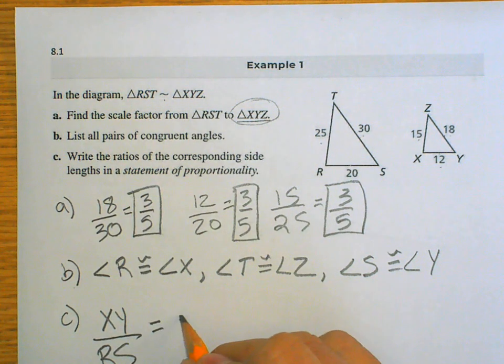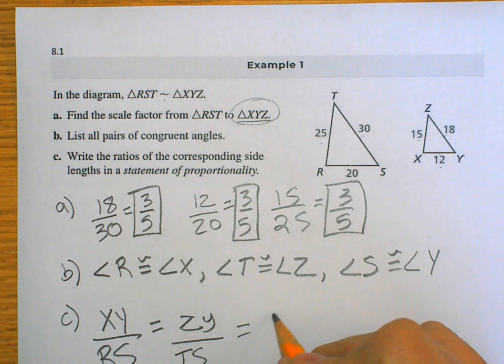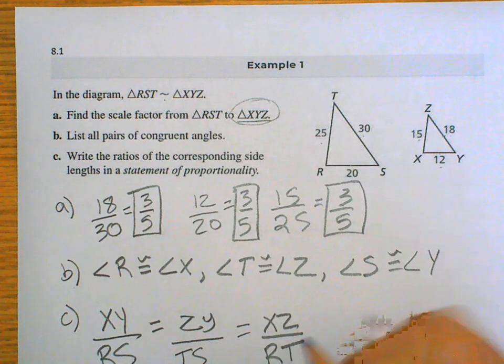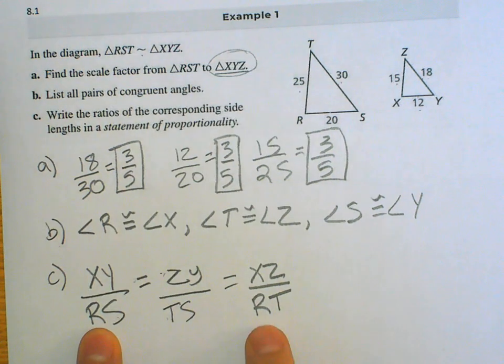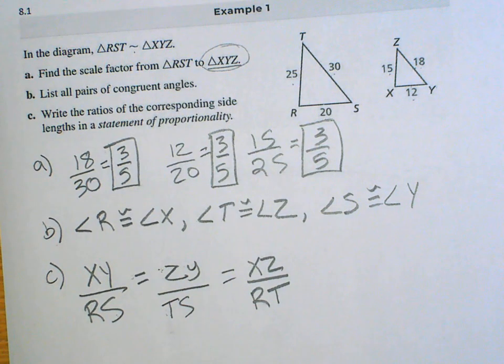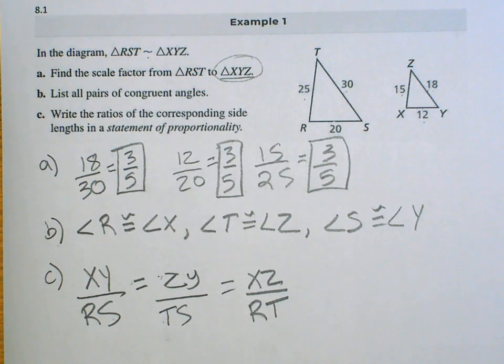ZY is going to correspond to TS. And XZ is going to correspond to RT. Now, if you put these in a different order, meaning that this is over here and this one's over here or whatever, it's okay. There's no real set rule as to which one has to go first. So that, ladies and gentlemen, is example number 1. Let's look at example number 2.